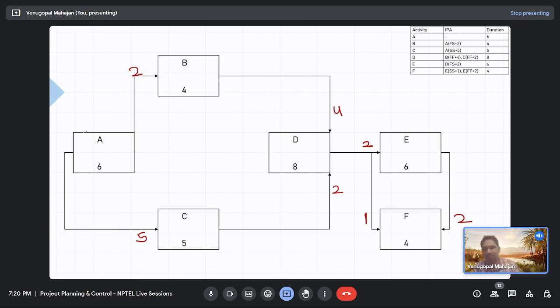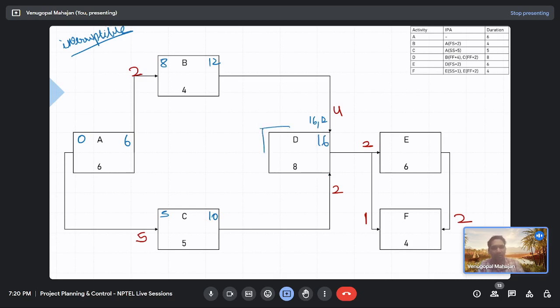So let's do the forward pass for interruptible activities. Zero, 6. What about this? 6 plus 2, only one value coming in, right? 8. Then again only one, 8 plus 4, 12. What about this? 0 plus 5, 5. 5 plus 5, 10. What about activity D now? Two arrows coming in, so it could be 16 or 12. So it would be 16.